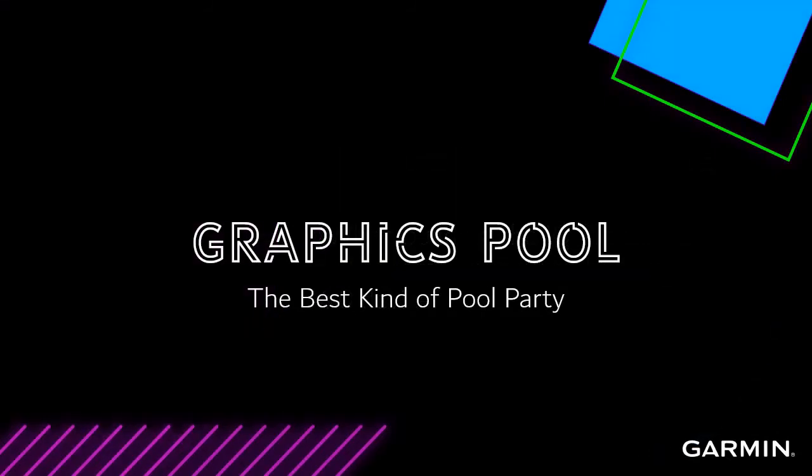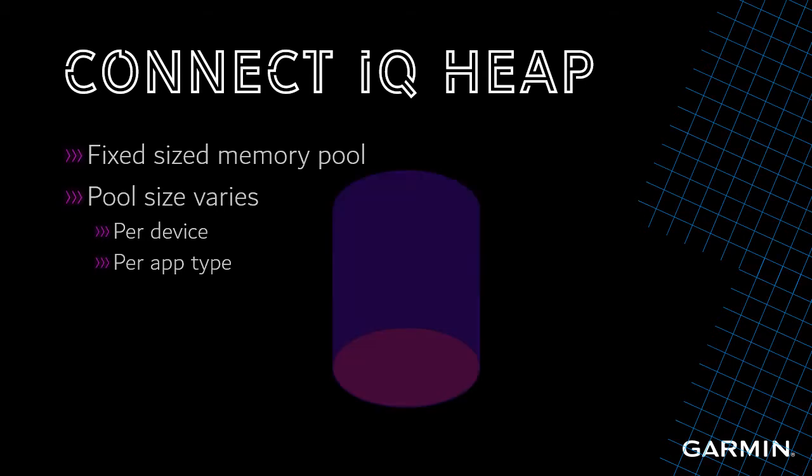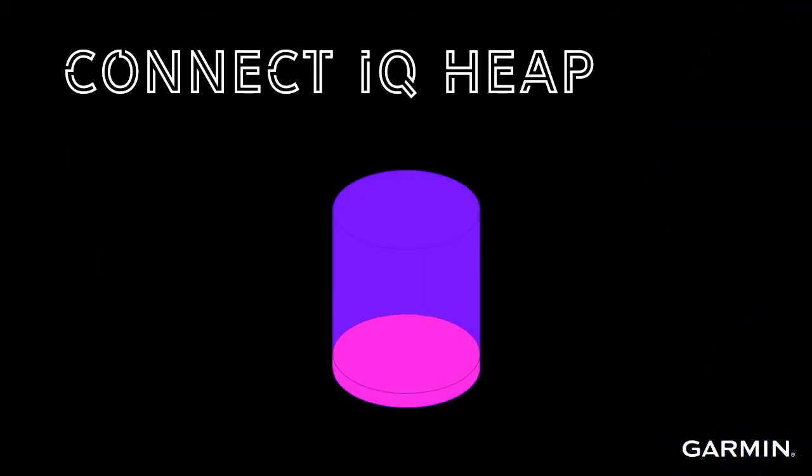Now let's talk about the graphics pool. ConnectIQ has a different memory heap budget for each device, and that budget can vary based on the app type being implemented. While straightforward, this can cause issues when making apps that use image resources. When your app launches, some of the heap will be used by your application code and data. But loading an image from resources can take a variable amount of space from the heap.